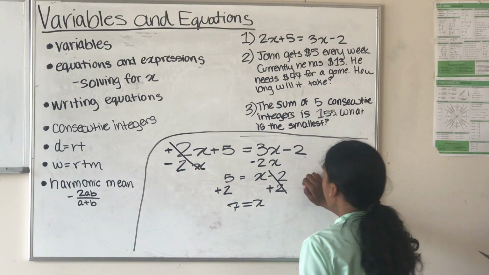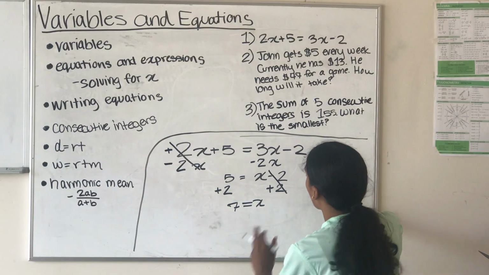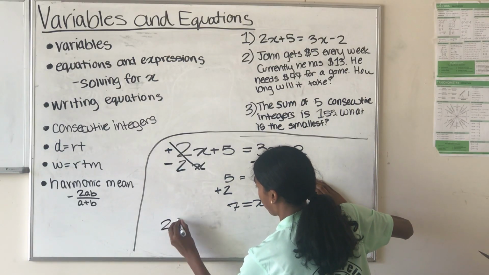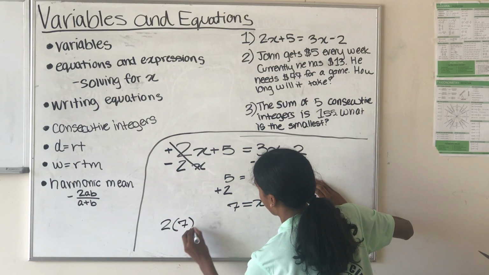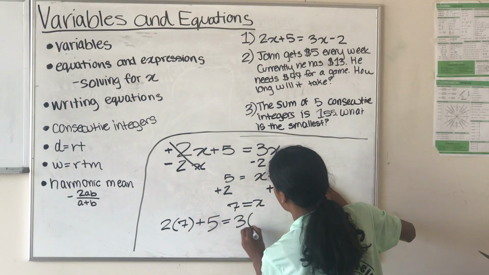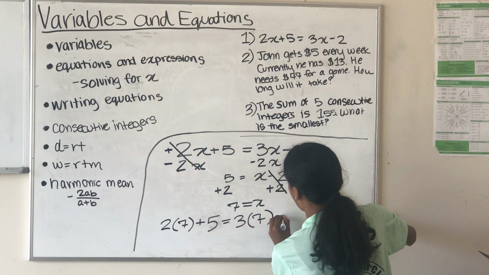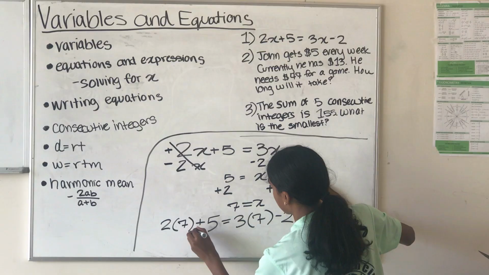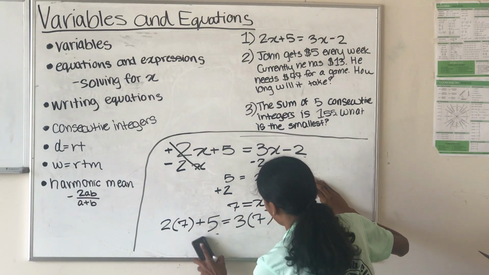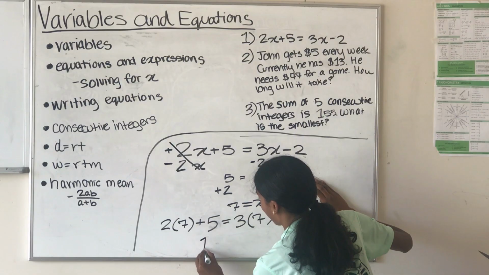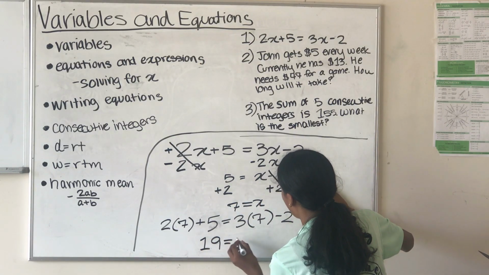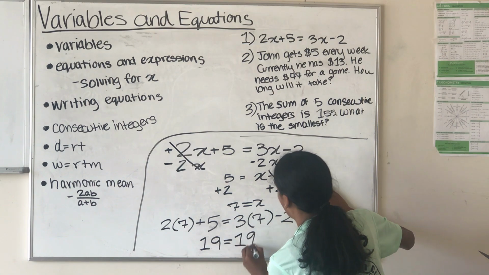Now, if we want to make sure that this is correct, we're going to want to substitute that back in. So we're going to do 2 times 7 plus 5 is equal to 3 times 7 minus 2. 14 plus 5 is 21. Or no, 14 plus 5 is not 21. I don't know how to add. 14 plus 5 is 19. 21 minus 2 is 19.